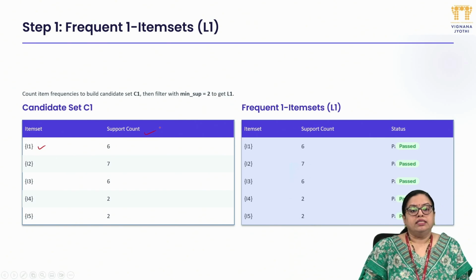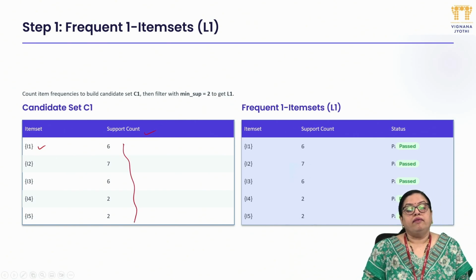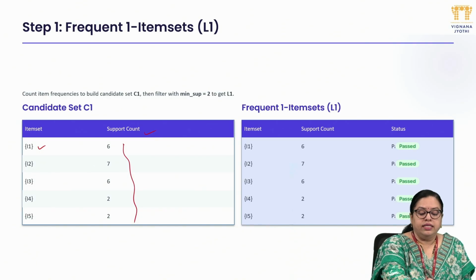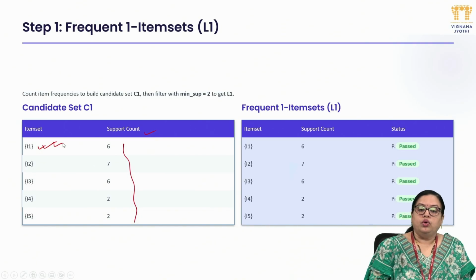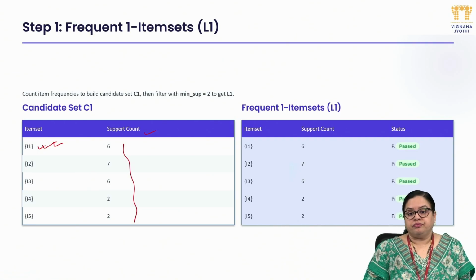What do we mean by the support count? Here we count using the formula. What is the formula? How many times does it occur? I1 occurs how many times, divided by the total number of transactions. The total number of transactions is 9.